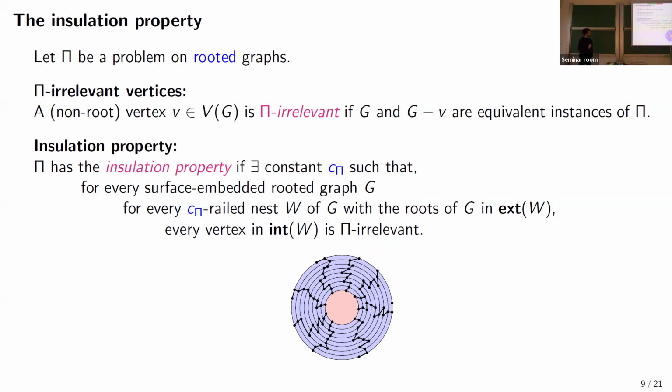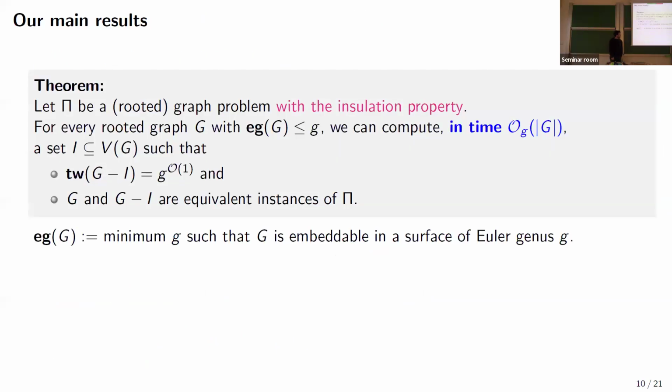So here, be careful, the constant depends on the problem. Nothing more. So this is the main result: there is a mechanism that finds, in linear time, in graphs that have bounded Euler genus, a set I whose removal leaves a bounded-treewidth graph, and this set is irrelevant.